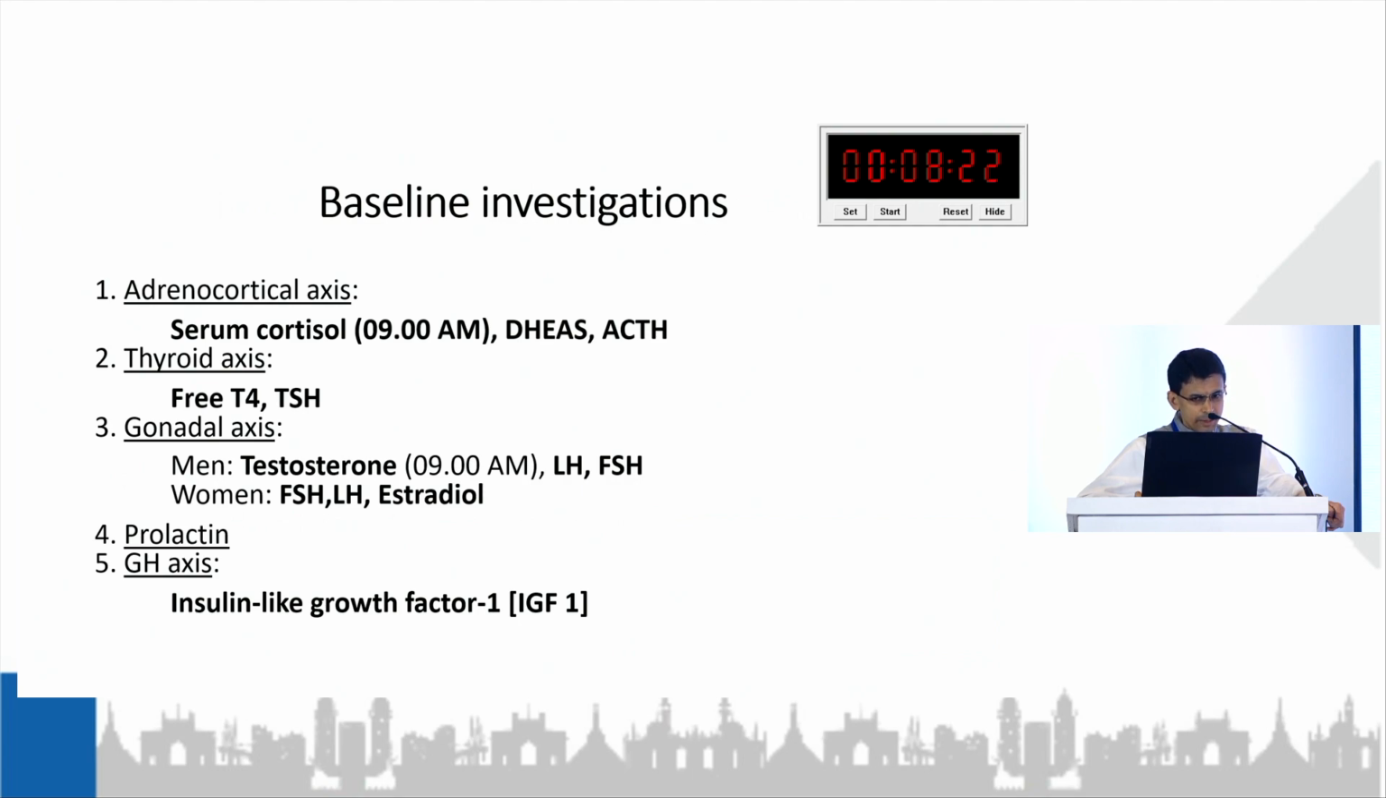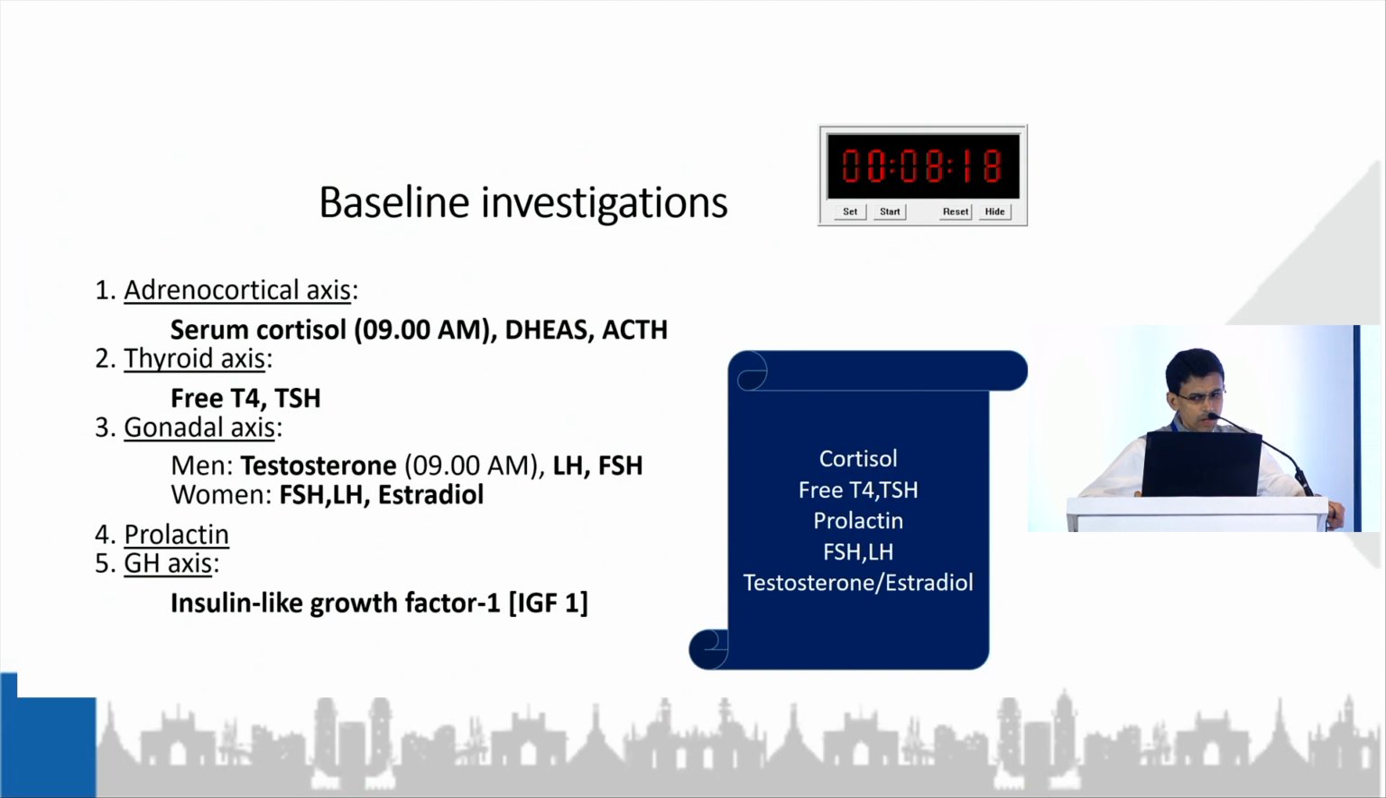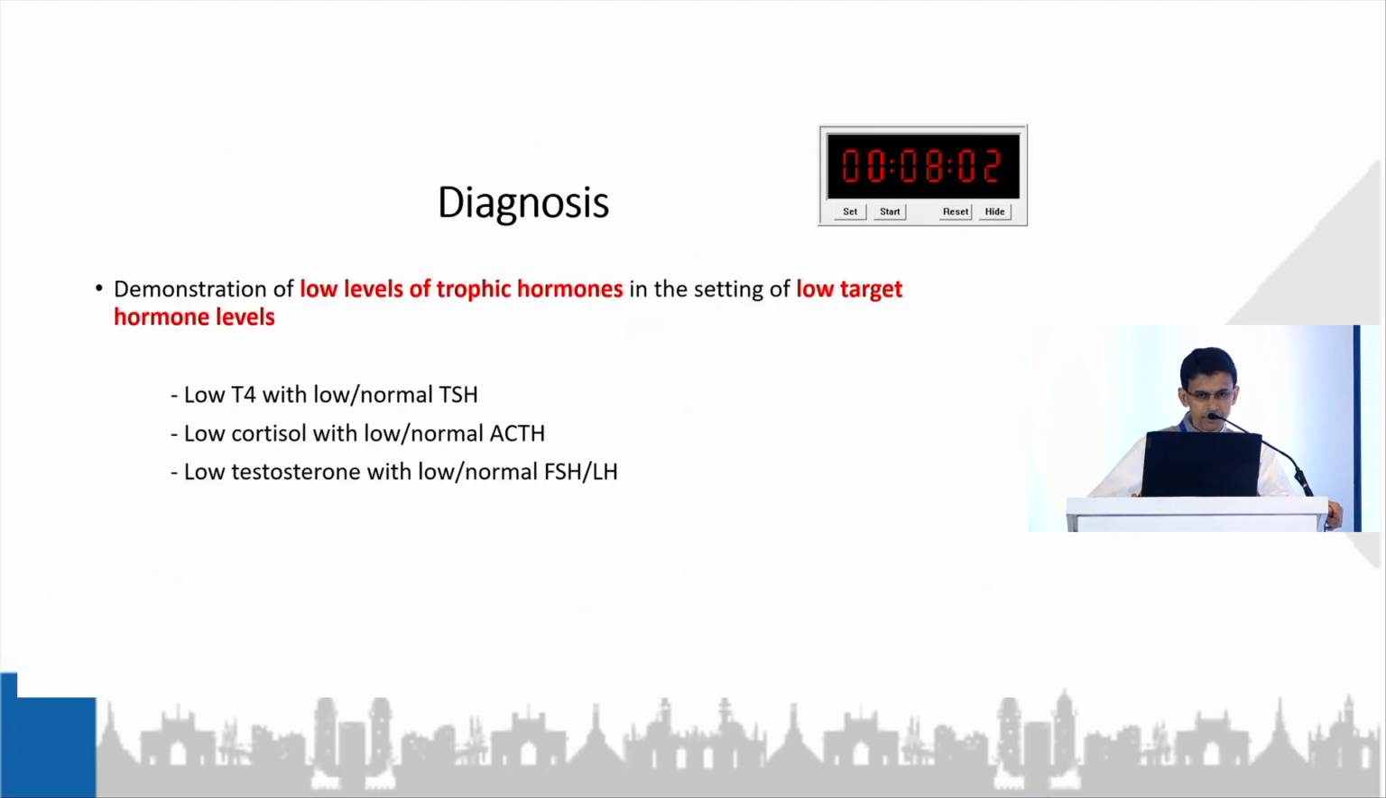So these are the baseline investigations which we can ask whenever we are suspecting hypopituitarism. For all practical purposes, cortisol, FT4, TSH, prolactin, FSH, LH, testosterone or estradiol will be sufficient because IGF-1 will be a little expensive. If there is suspicion, then we can always ask for IGF-1 later.